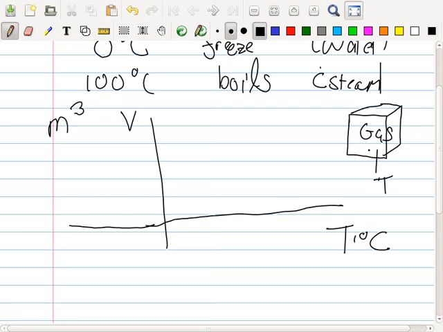Actually, I shouldn't say a box. I put it in something that can change its shape. A balloon, yeah, that's what I was thinking. Let's just make it nice and simple. We remember the balloon from last time? So there's the gas inside it.